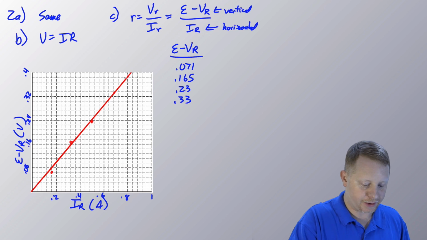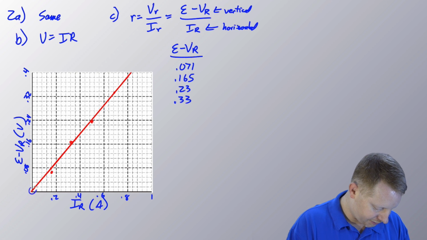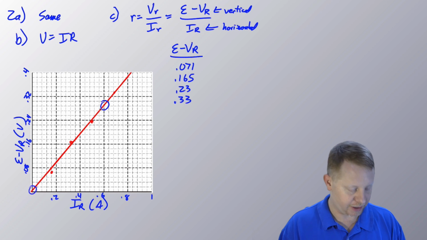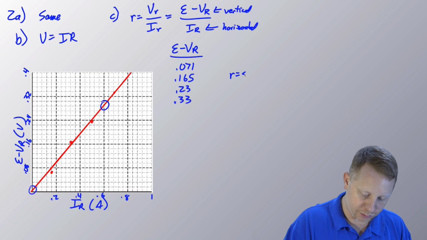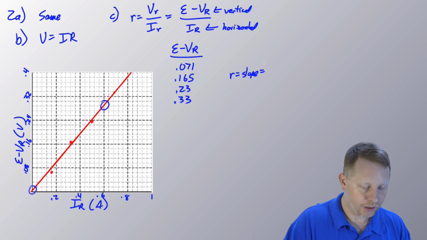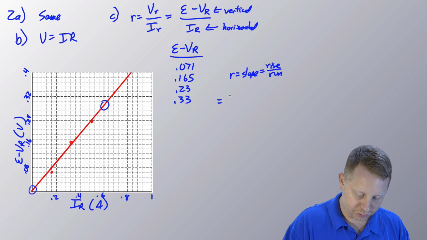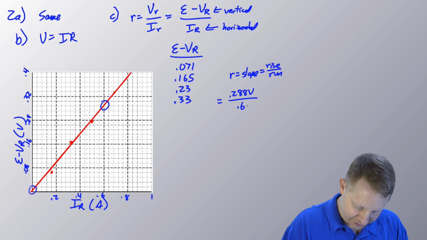Best fit line looking something like that, and then we'll take a couple points on it to find the slope. It looks like (0, 0) runs through my graph, so that's an easy one, and I've also got a nice point there to take the slope from. So R is going to be equal to the slope, which is rise over run, which in this case is going to be 0.288 volts, my rise, divided by my run of about 0.6 amps.